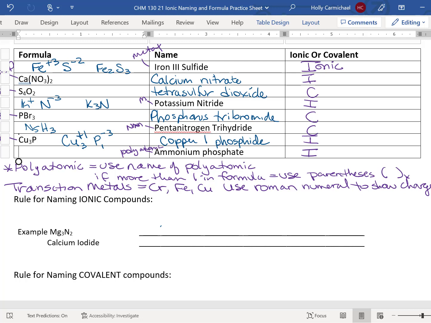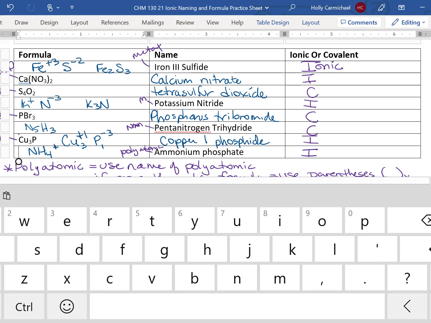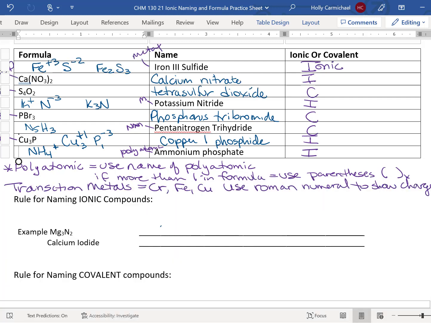Okay, and then the last one. So the last one's ammonium phosphate. So you got to look at the polyatomics. Ammonium is what? It's NH4 and has what charge? It's one of the 7, the ammonium. It's the only positively charged polyatomic, right? So it's NH4 plus. So it's got a plus. And then phosphate. What's the phosphate? So phosphate is PO4 with the -3.